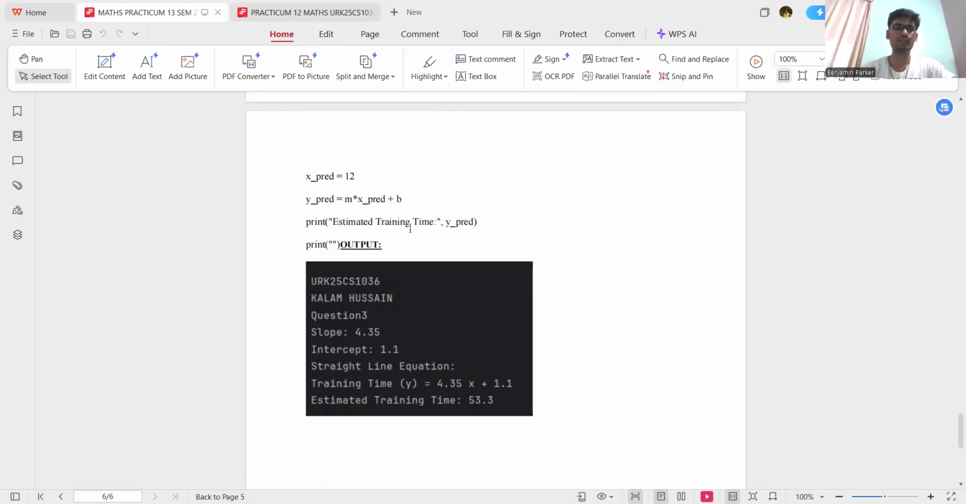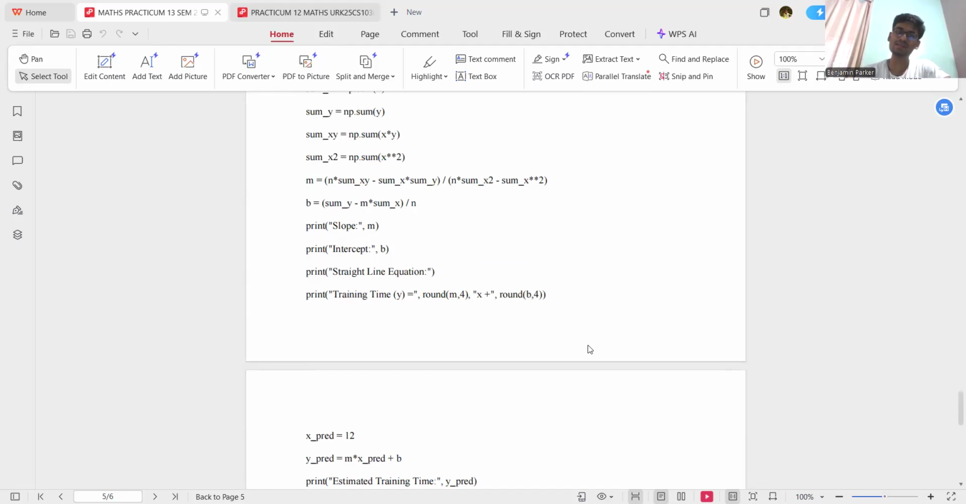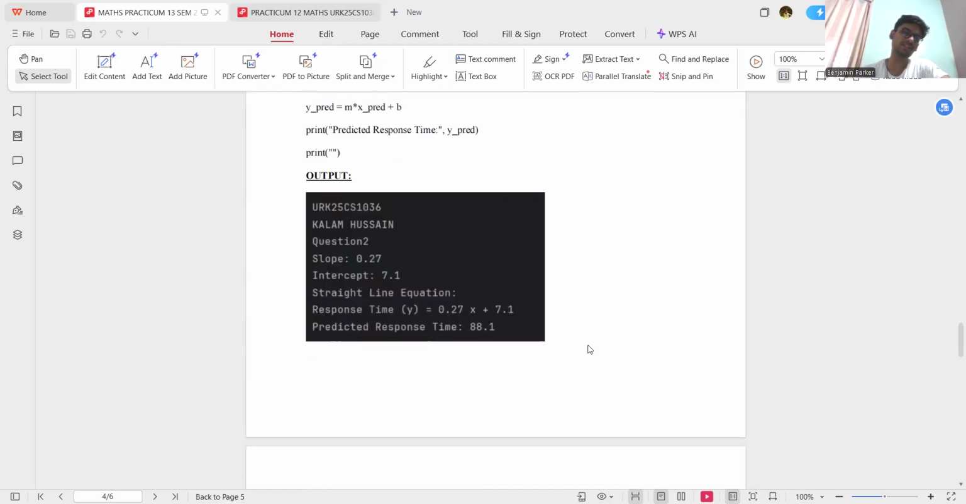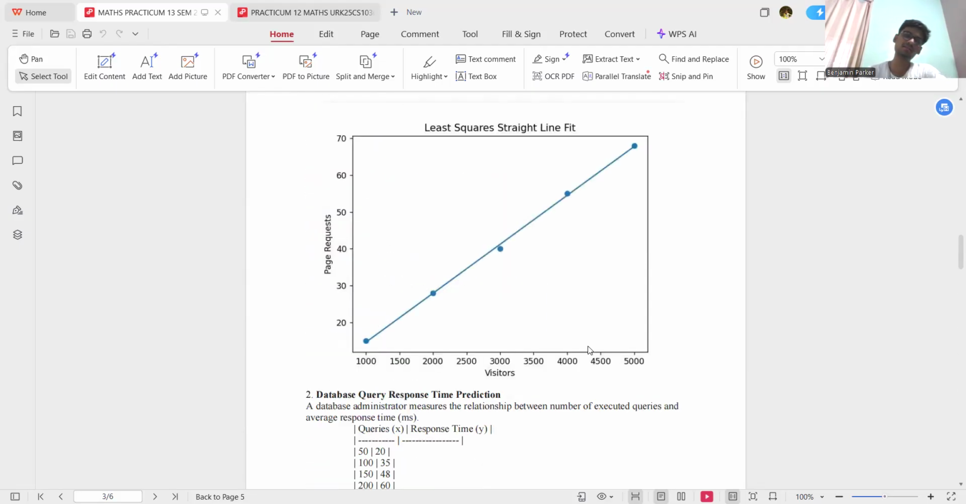And after that, the output which has occurred here is: the slope is equal to 4.35 and the intercept is 1.1. The straight line equation is training time y is equal to 4.35x plus 1.1, and the estimated training time is 53.3. So there you go. These are the three codes which I have determined, and these are the outputs which I obtained with them.